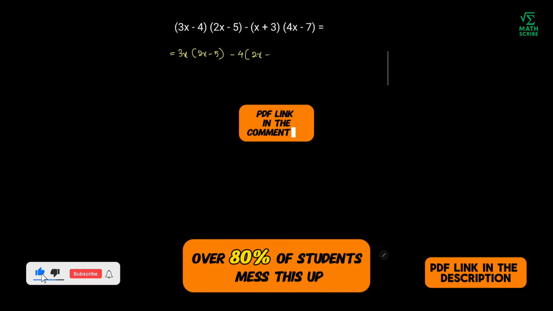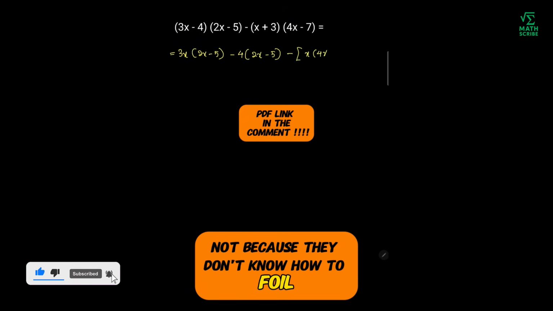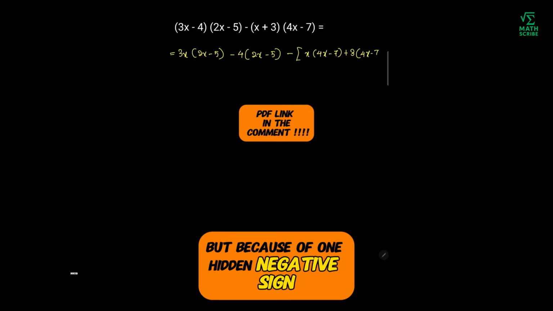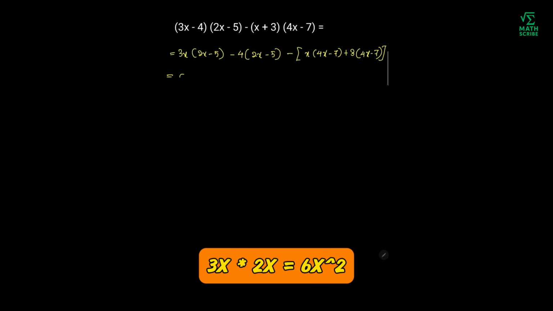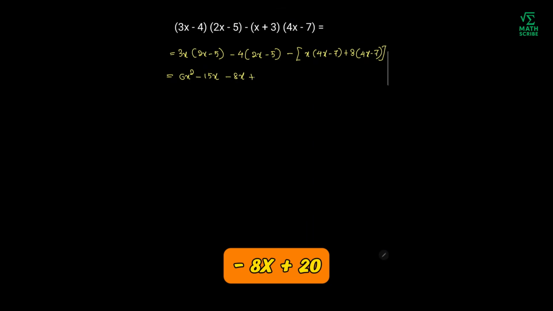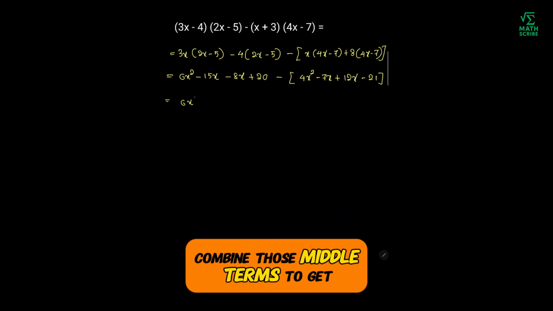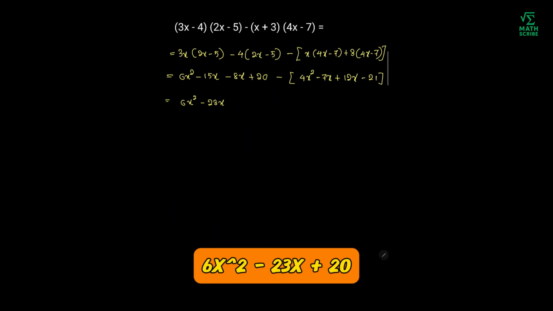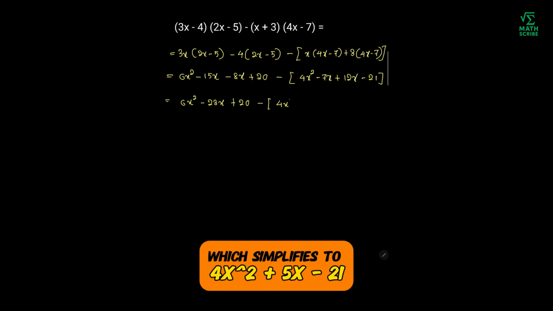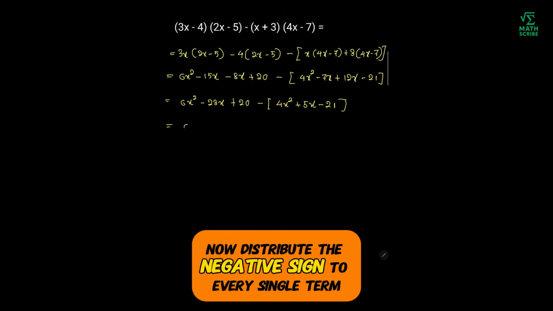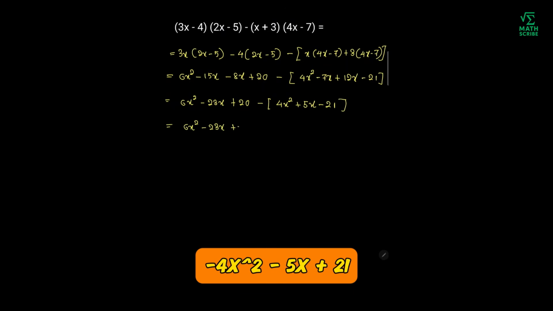Over 80% of students mess this up, not because they don't know how to FOIL, but because of one hidden negative sign. 3x times 2x is 6x squared. Then we get -15x, -8x and +20. Inside the bracket, FOIL gives us 4x squared minus 7x plus 12x minus 21. Combine those middle terms to get 6x squared minus 23x plus 20, and 4x squared plus 5x minus 21. Now distribute that negative sign to every single term inside the bracket. -4x squared minus 5x plus 21.